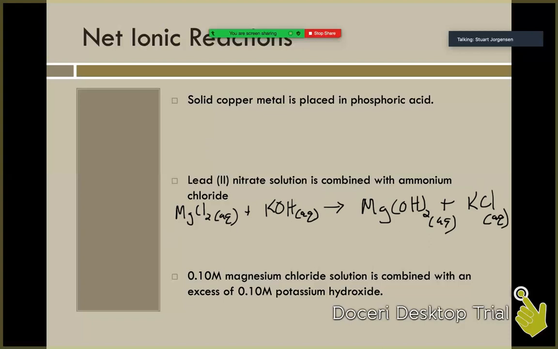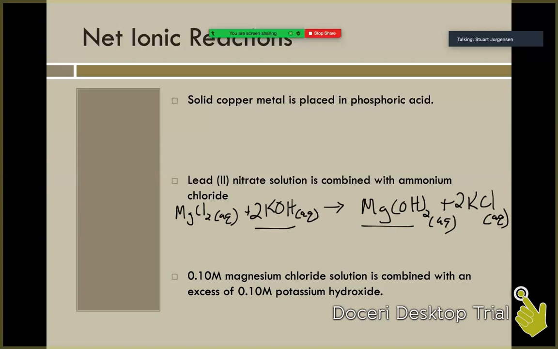Double check our balance here. I've got 2 chlorides on the reactant side. I'm going to need 2 on the product. That gives me 2 potassiums. I need 2 potassiums, 2 hydroxides, 2 hydroxides. Here is our molecular form for this reaction. Question, strong or weak? This is strong, it splits apart. Strong or weak? Weak, it stays together.